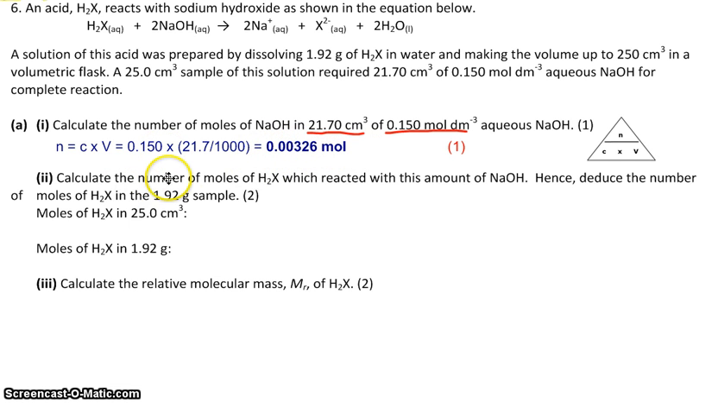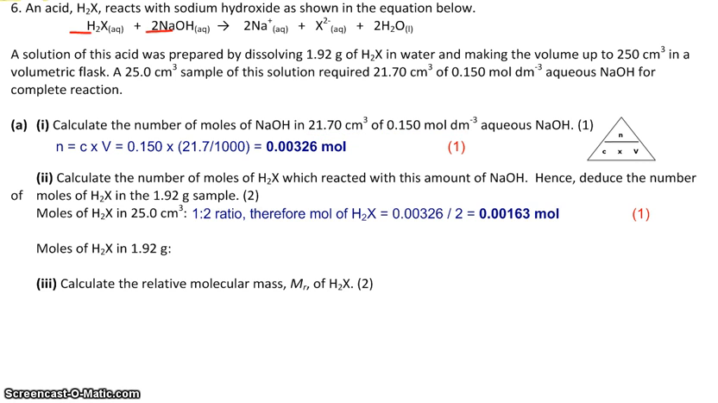In part 2 there are two parts to this question. It says calculate the number of moles of H2X which reacted with the sodium hydroxide, and then use that answer to deduce the number of moles in the 1.92 gram sample. So the first bit's looking at the mole ratio in the 25 cubic centimetre sample. Because we have a 2 to 1 or 1 to 2 ratio between the acid and the sodium hydroxide, we've got to divide our answer in part 1 by 2, which gets us 0.00163 moles.